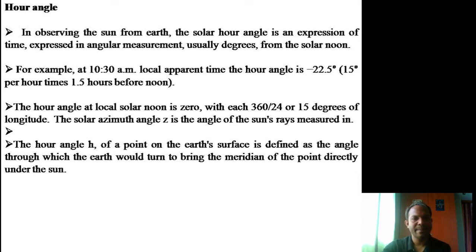The hour angle h of a point on the earth's surface is defined as the angle through which the earth would turn to bring the meridian of the point directly under the sun. Exactly, it's a wonderful statement of the definition. The hour angle is the angle through which the earth would turn to bring the meridian of a point directly under the sun.